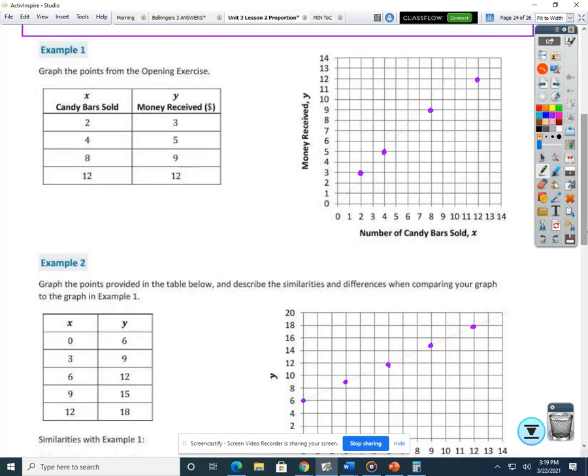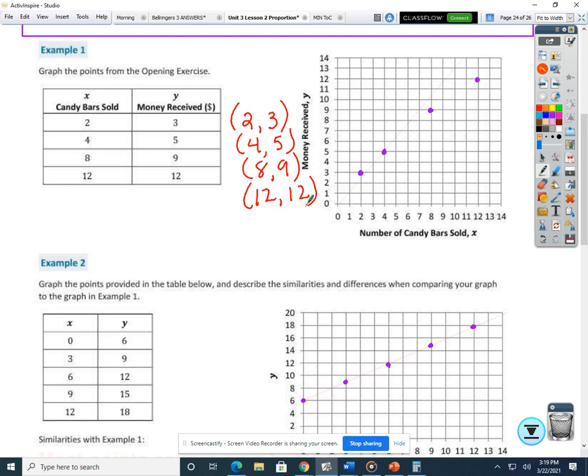Now let's look at our next example here. They ask us to graph the points from this opening exercise. This was our original information that we had. So for each of these entries, we can make our coordinates. Our first one is (2, 3). Our next one would be (4, 5). Followed by (8, 9), and last (12, 12).